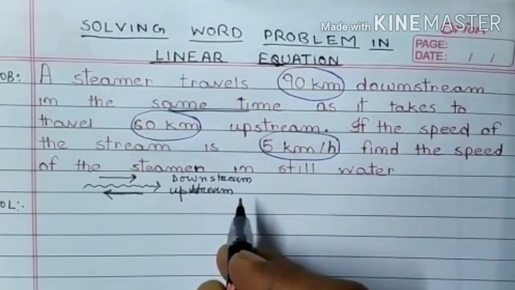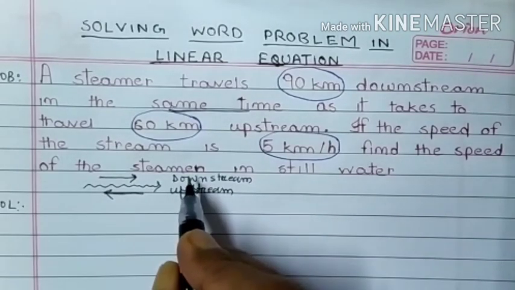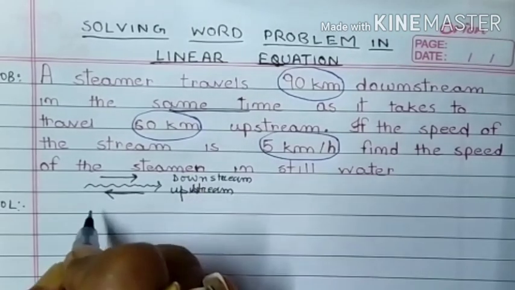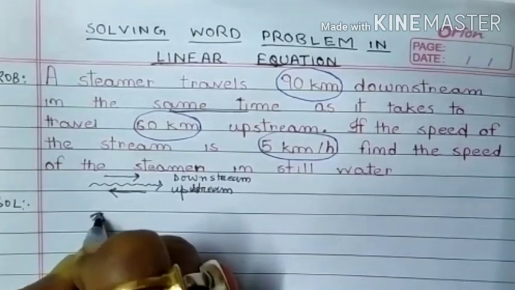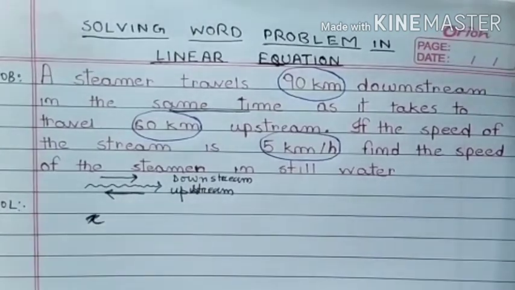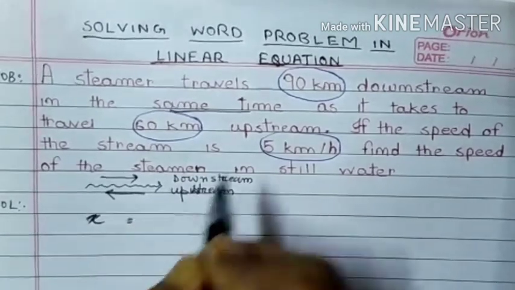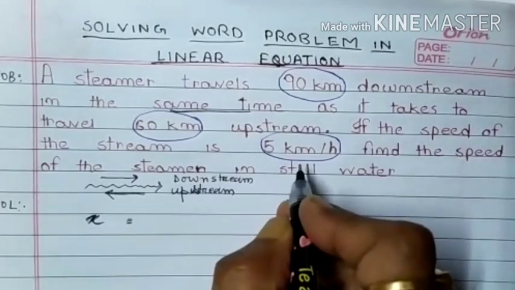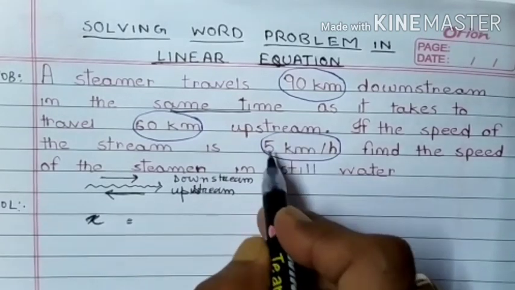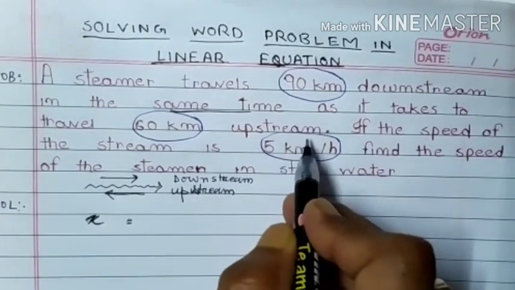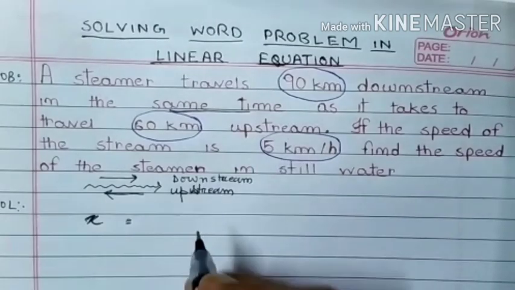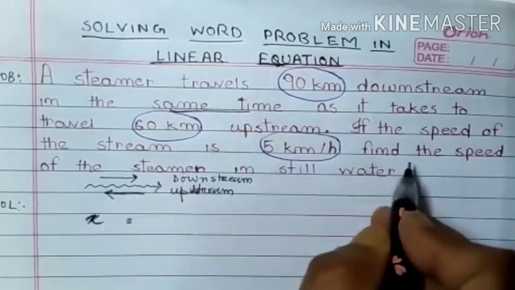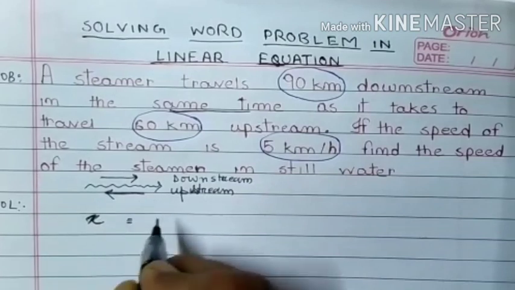Let us assume the speed of the steamer in still water is x. Whenever we are going downstream, we will gain 5 km per hour, because we get the favor of the stream. The speed of the steamer in still water is x.